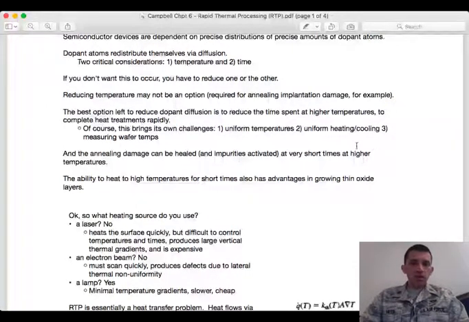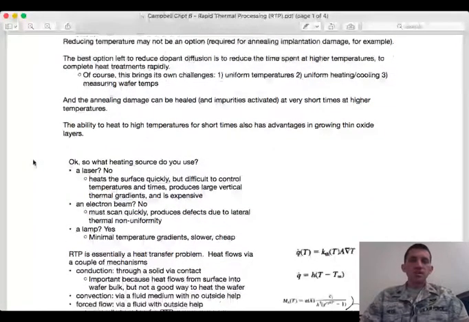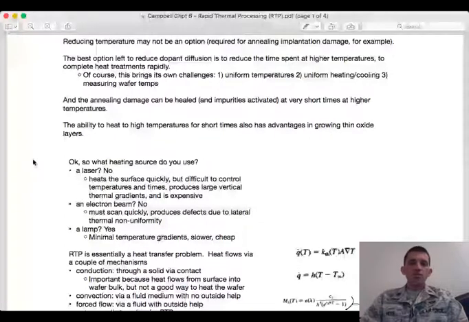And so you need to heat and cool the surface uniformly to achieve that. You also need to measure the wafer temperatures so that you can monitor what's going on in your processing and adjust your heating, your environment, to maintain a certain thermal profile that you desire.